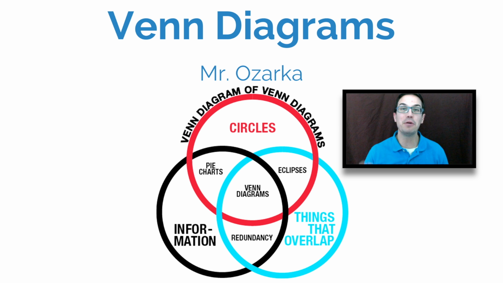Alright, so this is going to be a video about Venn diagrams. A good way to explain Venn diagrams is using this Venn diagram right here, where it says Venn diagram of Venn diagrams. And basically the characteristics that you need for a Venn diagram are circles, information, and things that overlap. Now this might be a little bit hard to explain right here because there's 3 circles. So we're going to kind of break this down a little bit using just 2 circles, and then we're going to come back to this toward the end. But remember, we need circles, information, and things that overlap.